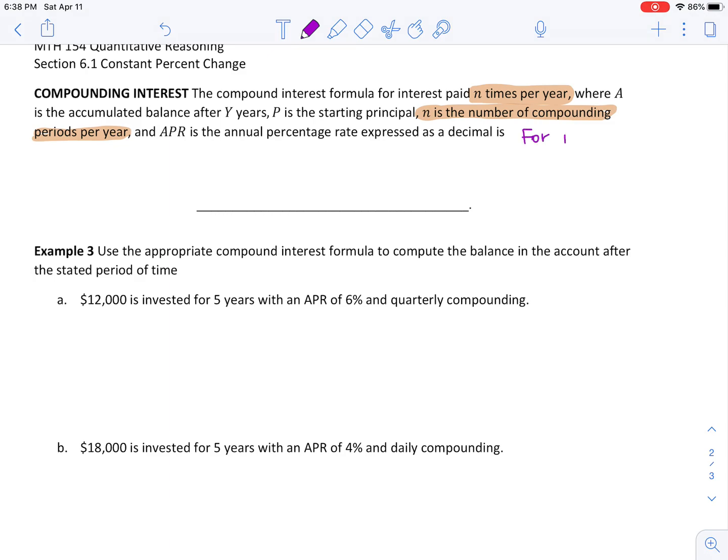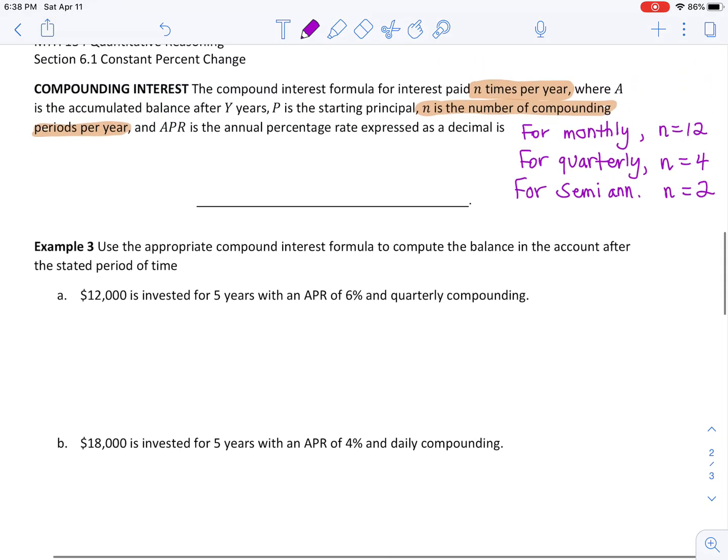For monthly, n is 12 because we have 12 months in a year. For quarterly, what do you think? n equals 4. For semi-annually, twice a year, n is 2. One more, sorry. For daily, how many days do we have in a year? n is going to be very big, 365.